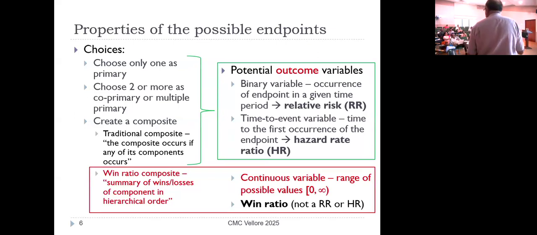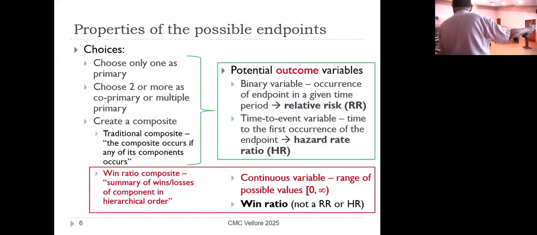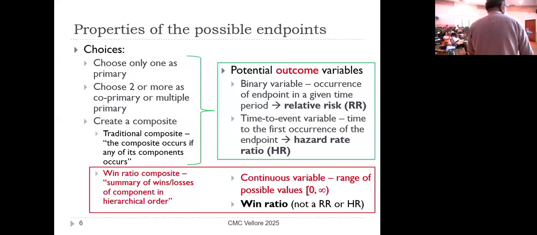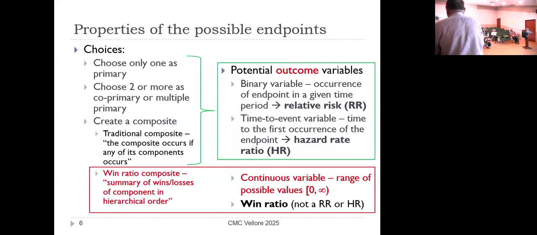So the win ratio composite is a different variable. It is not a binary variable. It is not a time to event variable. It is a continuous variable. It has a range of possible values that are positive from 0 to infinity. And so you can calculate a statistic that's called the win ratio, but it's not a relative risk. It's not a hazard ratio. People try to interpret it similarly because it's a ratio of two things, but it does not have the mathematical properties of a relative risk or the mathematical properties of a hazard rate ratio. It's a different one.